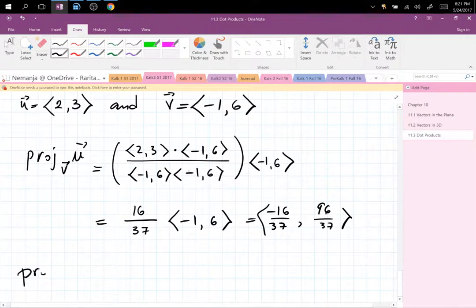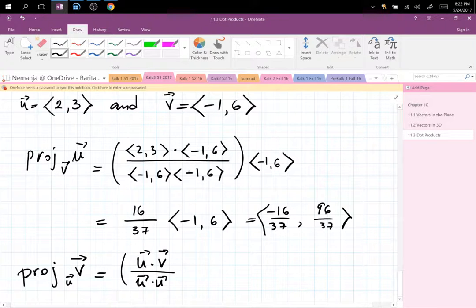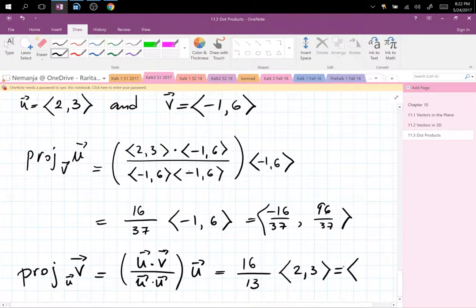Bueno. Now, projection of vector V onto U. Well, that's going to change our formula to U dot V divided by U dot U times vector U, because now U is the base and we're projecting V onto it. So we still have 16 on top because U dot V or V dot U, same thing. Now U dot U is what? 13. And then we multiply that by vector U, which is 2, 3. For the final answer of 2 times 16, 32 over 13, and 3 times 16, 48 over 13. Done deal.